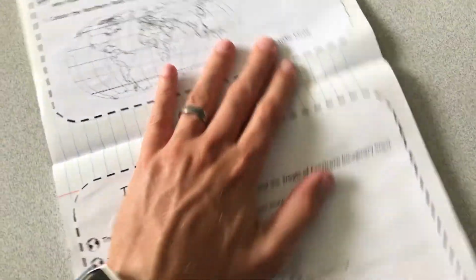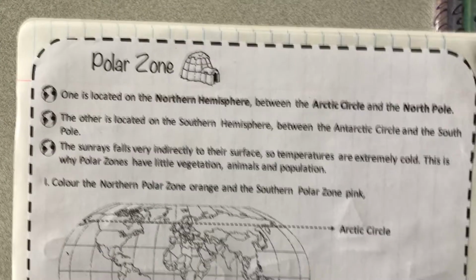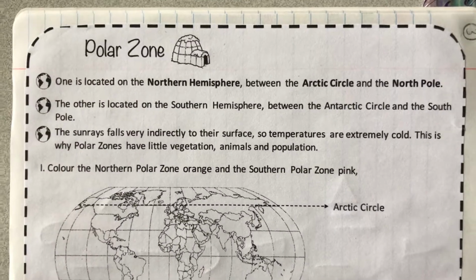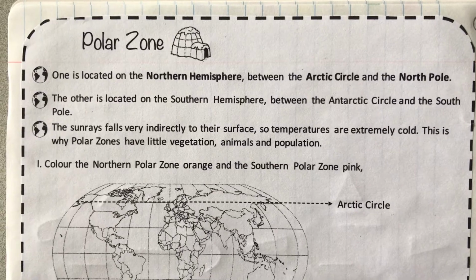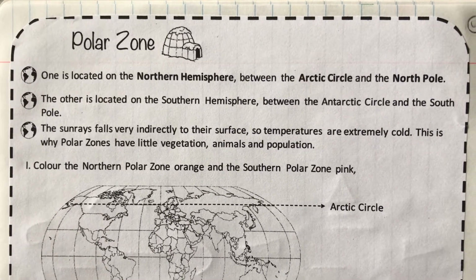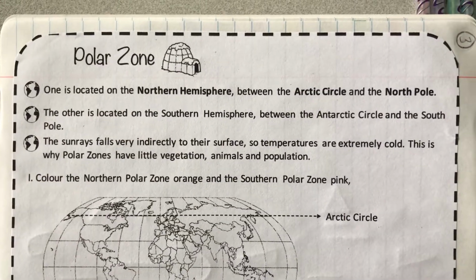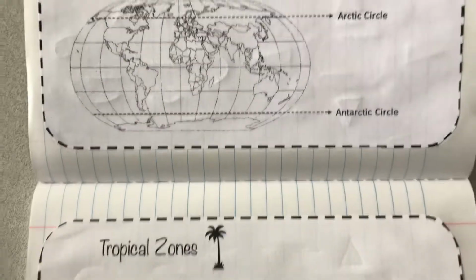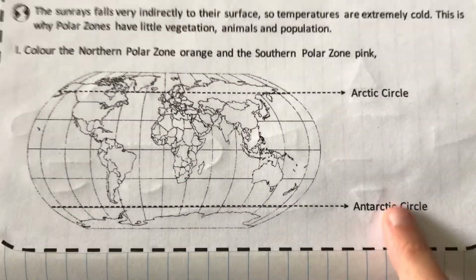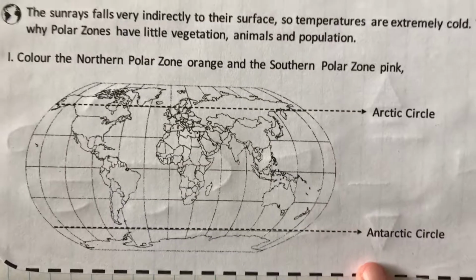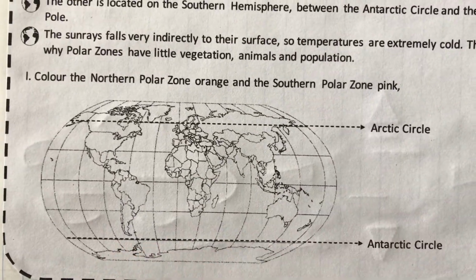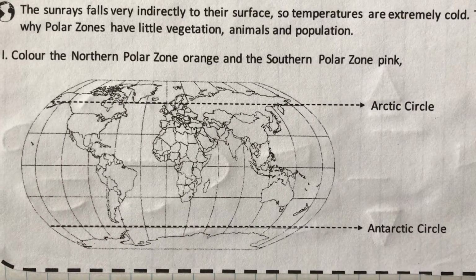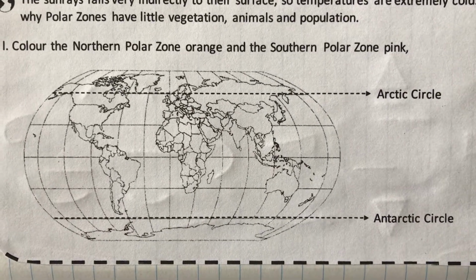All right, now that we're done with weather or climate, we're going to go ahead and turn the page and take a look at our polar zone. It says one is located on the northern hemisphere between the Arctic Circle and the North Pole. The other is located on the southern hemisphere between the Antarctic Circle and the South Pole. So if we take a look at our fancy globe here, we'll notice the Arctic Circle's at the top and the Antarctic Circle's at the bottom. These are just imaginary lines, folks. These aren't things you can actually go visit, right? They are not real. They're just imaginary lines.